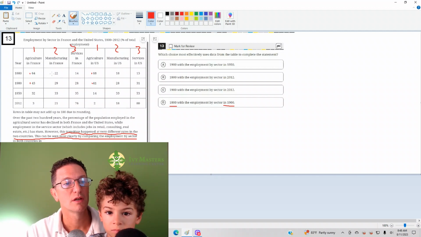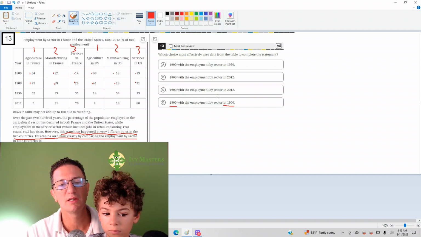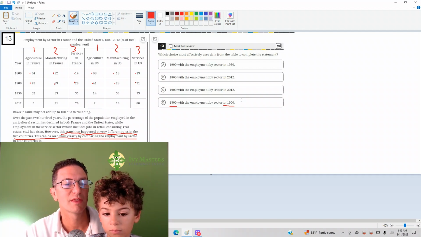Pretty close. Manufacturing in France rose from 22 to 29%. That's a rise of 7%. Manufacturing in the US rose from 18 to 28. That's a rise of 10%. Pretty close. Services rose from 14 to 28 in France, an increase of 14%. In the US, it rose from 13 to 31%, an increase of 18%. So you could see that these percentages are not terribly off, but they're a little bit off. Maybe they're off by like 4% on average, so maybe you jot a little 4 in the margin.